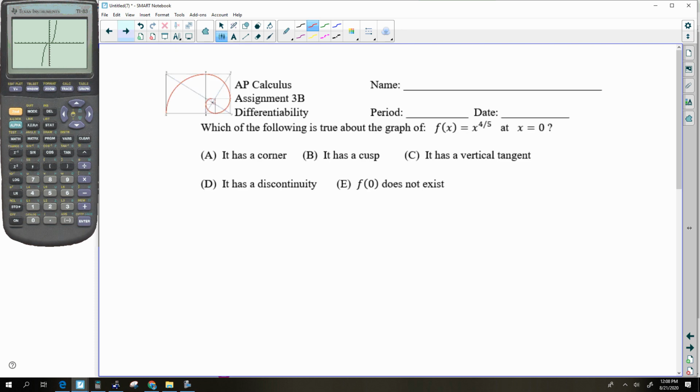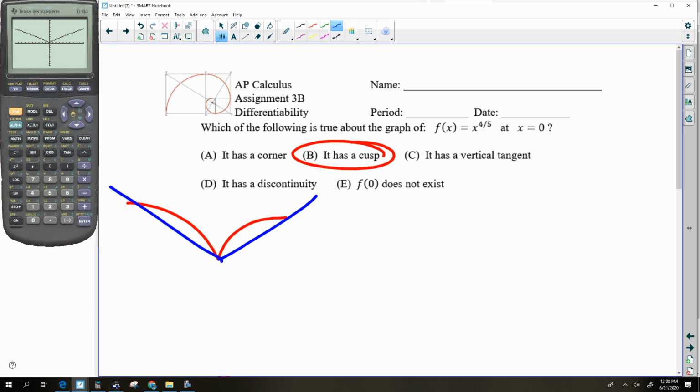Multiple choice. Which of the following is true about the graph of this function at this point? x to the 4/5. I think that's technically a cusp. That's not a straight line. I know it kind of looks like it on my graph, but it's not a straight line. It's technically a cusp.